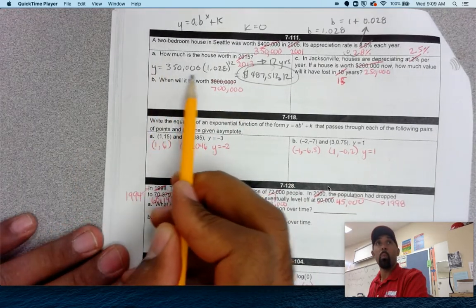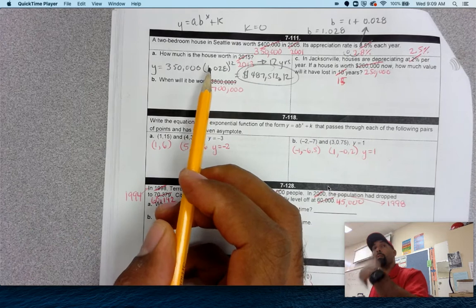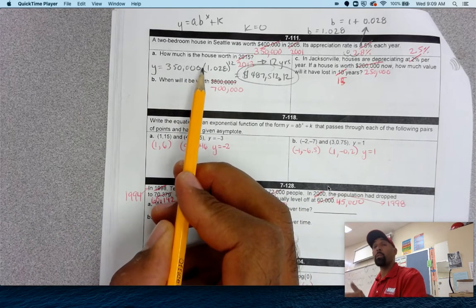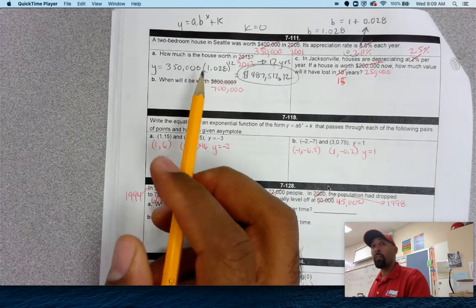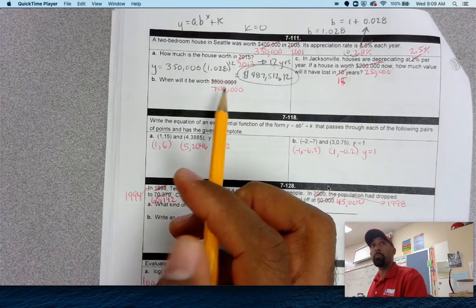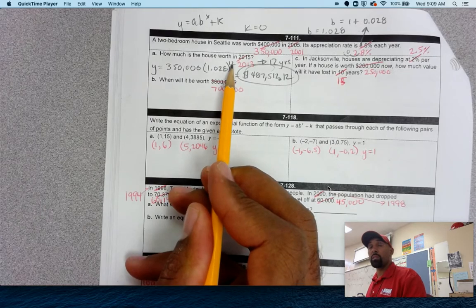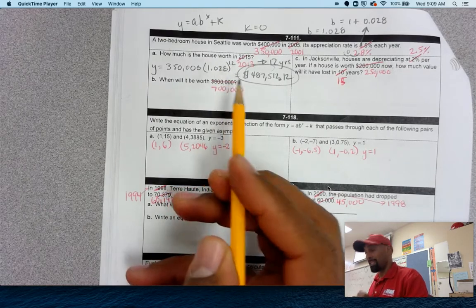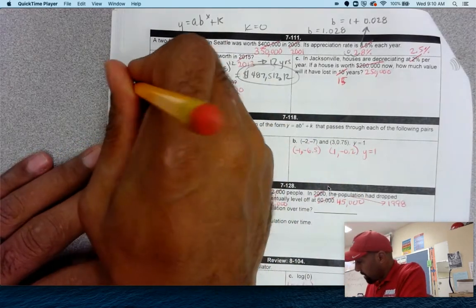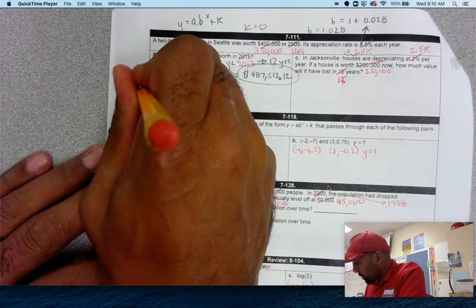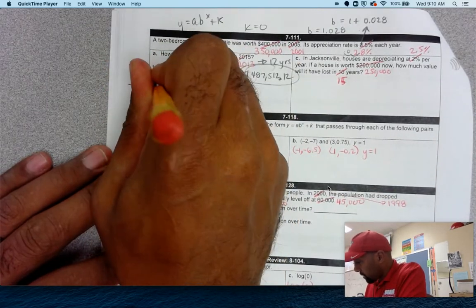Now, when will it be worth $700,000? In other words, if you want a way to think about this, when will this equation give us $700,000? When will it be equal to? So now we're not solving for y, we're solving for the when, which is the x part of the equation. So we have to solve for x in this case. The way we set that up is I'm going to make the equation equal to 700,000.